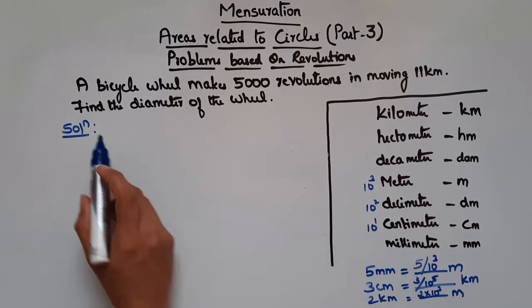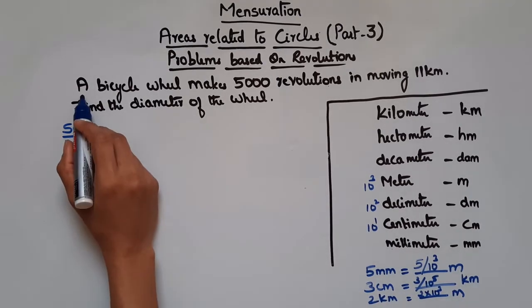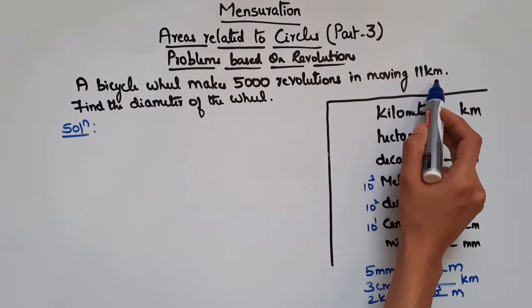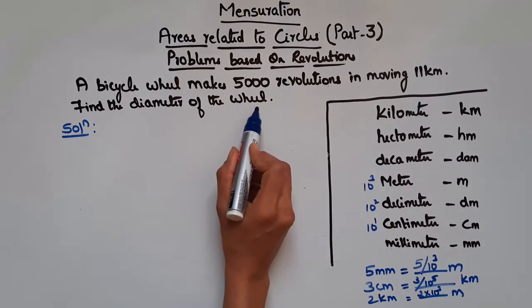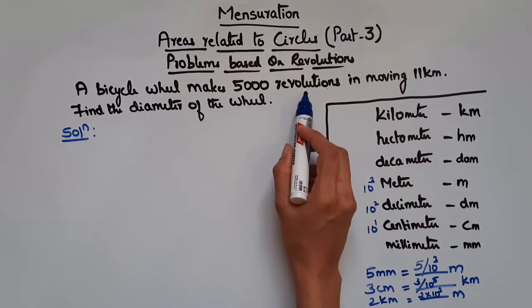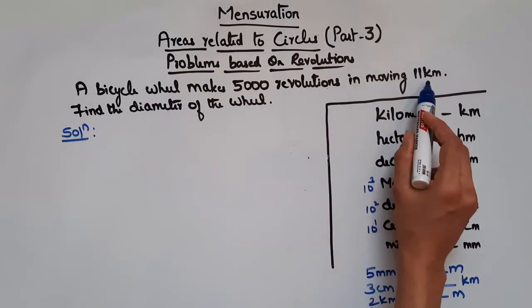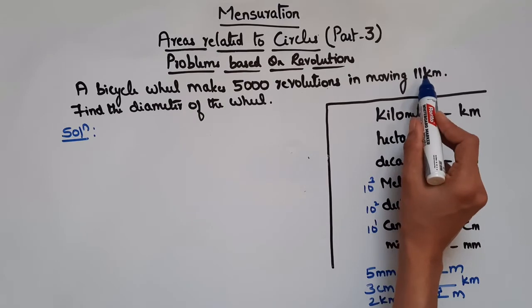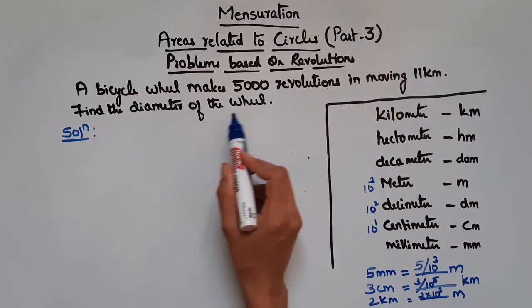Now let's see this problem. Here it says, a bicycle wheel makes 5000 revolutions in moving 11 km. Find the diameter of the wheel. So the bicycle wheel takes 5000 revolutions in moving 11 kilometers. We have to find the diameter of the wheel.